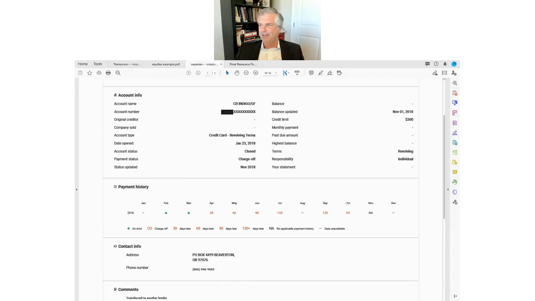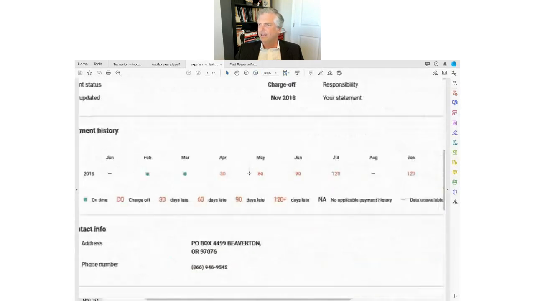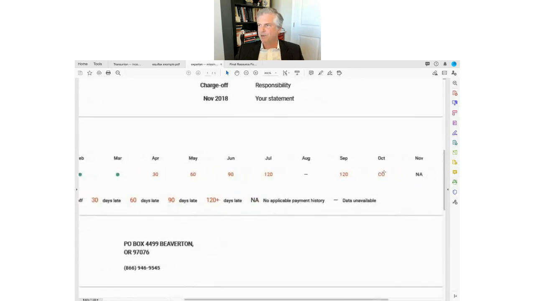we can see here by October. So it was a very short lifespan. So this is all the history we have. So we go, okay, I was current, on time. That's what the little green mark means. And let me just make this bigger to make sure you guys can see this clearly. So February, we were good. March, we were good. Oh, wait, April, we're 30 days late. 60, 90, 120. September, we're 120. October, we're charge off. Where's August?